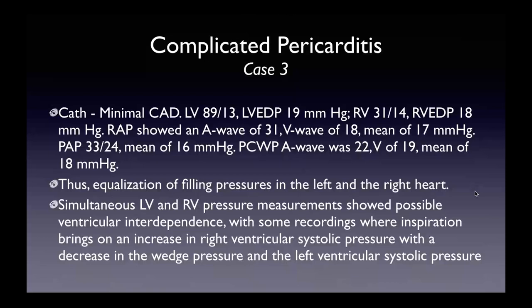of all four chambers of the heart, both left and right side, and this met criteria for constrictive physiology. As well, the team did simultaneous LV and RV pressure assessments that showed possible ventricular interdependence, but they weren't completely convinced. But some of the recordings showed inspiration would increase the RV systolic pressure with a decrease in the wedge pressure and the LV systolic pressure. So, overall, there was hemodynamic evidence for a constriction, and it certainly did fit the echocardiogram.